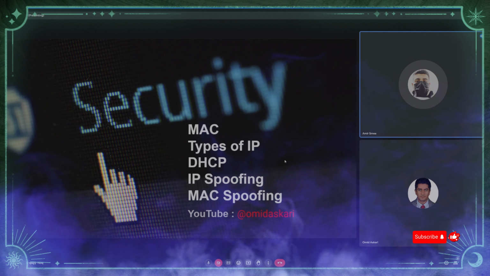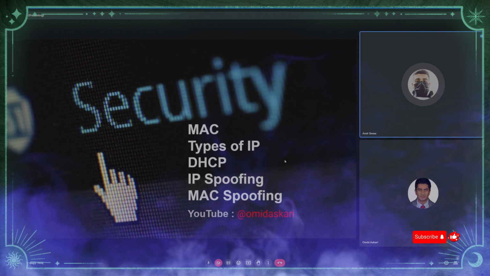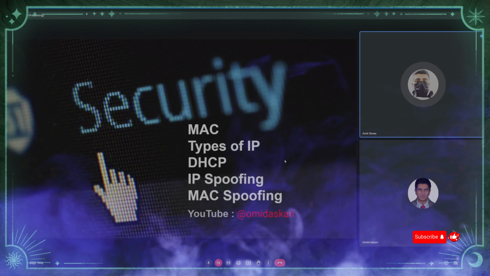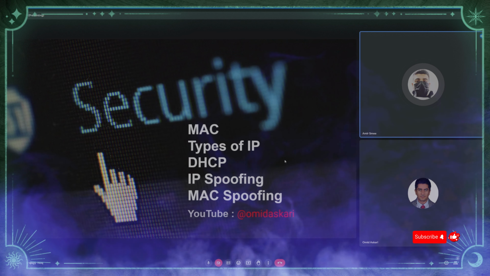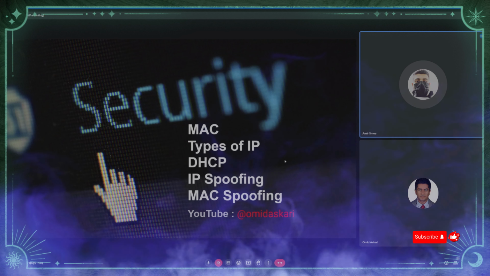Okay. MAC address is a protocol in layer 2 of the OSI, but IP address is a protocol in layer 3 of the OSI. MAC address consists of 48 bits, but IP address consists of 32 bits. If we want to show the MAC address, we use alphanumerical notation, but for IP address, we use numerical decimal notation.